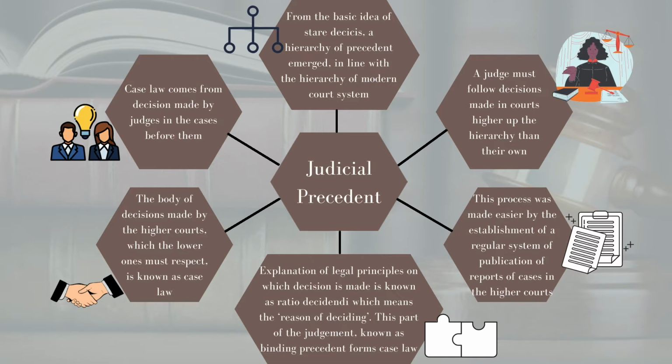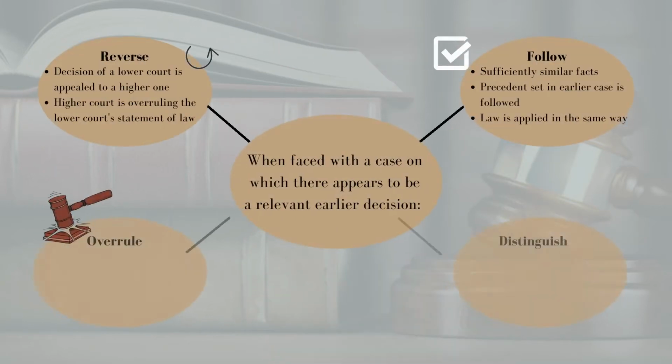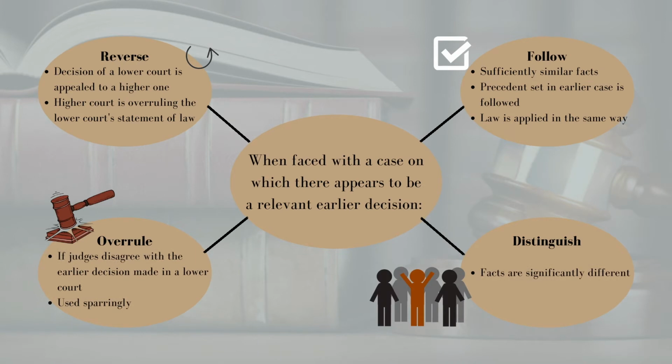case law. Explanation of legal principles on which a decision is made is known as ratio decidendi, which means the reason of deciding, and this part of the judgment is known as binding precedent from case law. When faced with a case on which there appears to be a relevant earlier decision, judges can follow when facts are sufficiently similar, precedents set by earlier cases are followed, and law is applied in the same way to produce a decision. Other than that, judges can also distinguish.